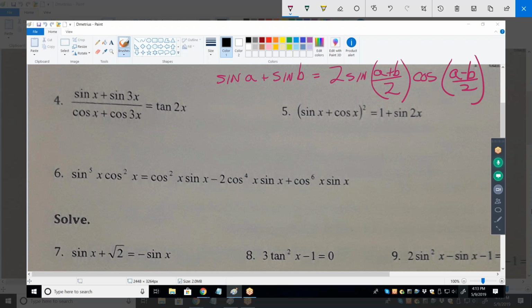Now, let's just look at this part of it. There is another equation for cosine. Sum to product. Notice why it's called sum to product. This side, we're adding them. Over here, we're multiplying them.